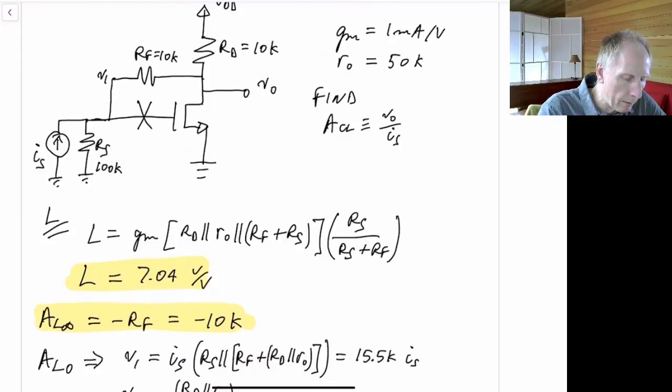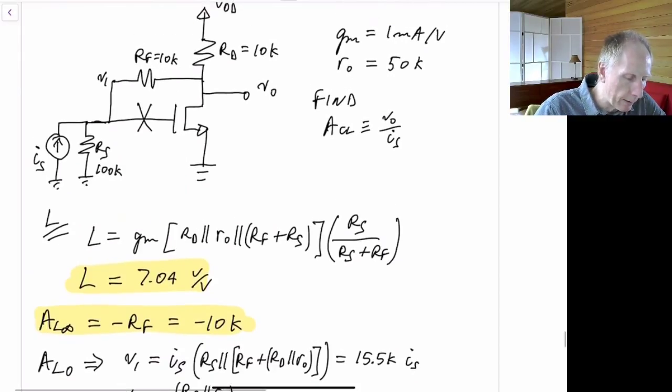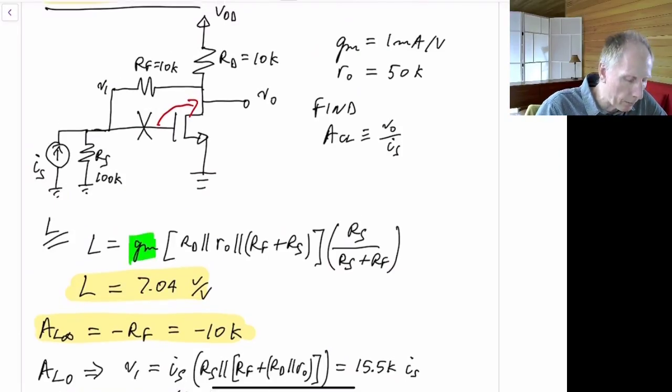But for L, we just have the gain from this node to here, and that's going to be the GM of the transistor. Actually, it's negative GM of the transistor, but the minus sign will cancel out. GM of that transistor times the impedance at this node, which will be RD in parallel with R0 in parallel with RF plus RS.